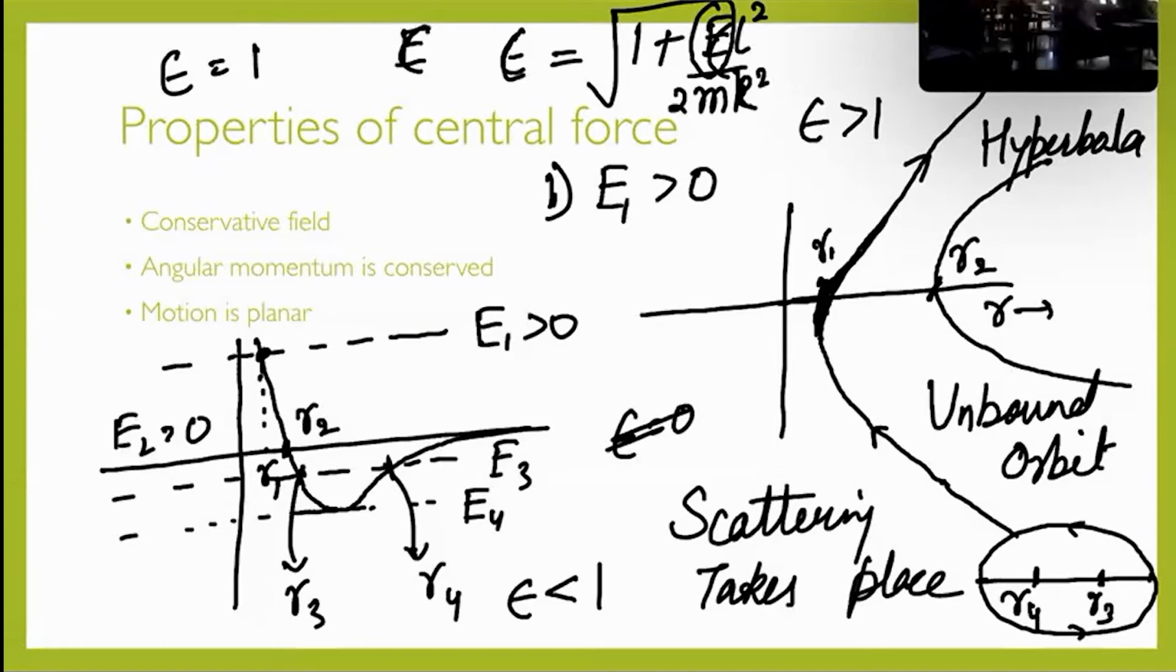Now for the fourth part, that is E4. Your E4 is your minimum point, as you can see here. E4 is less than E3, and less than 0, as you can see here. So for E4, you can find out del V effective, that is your minimum. Del V effective by del R.